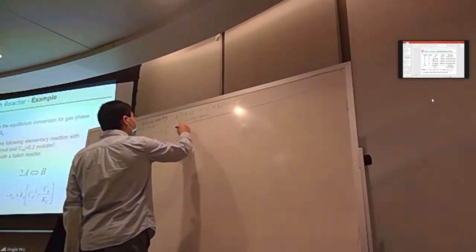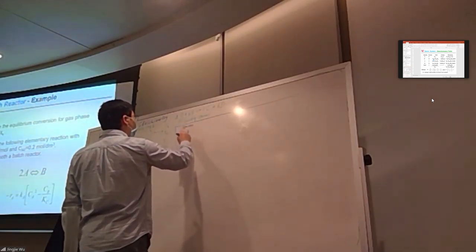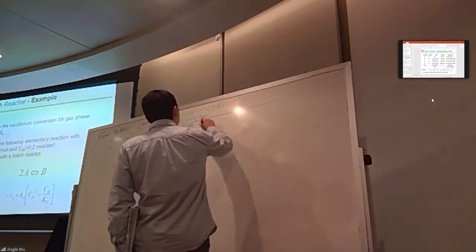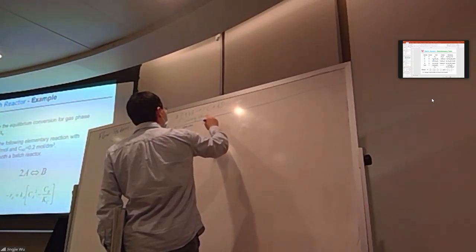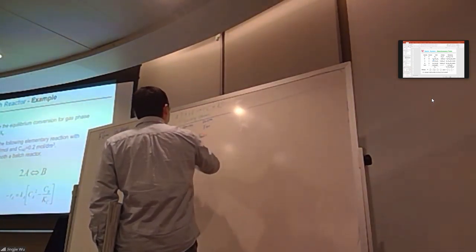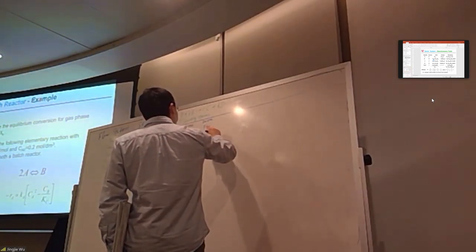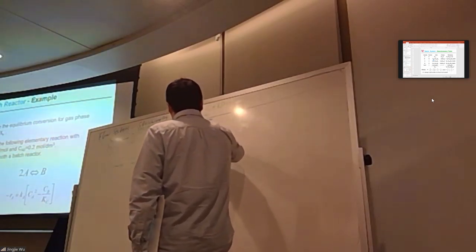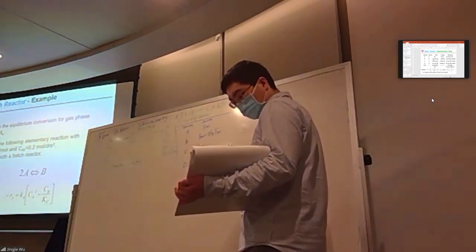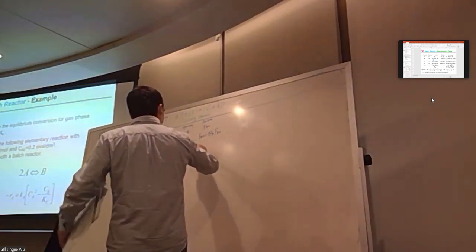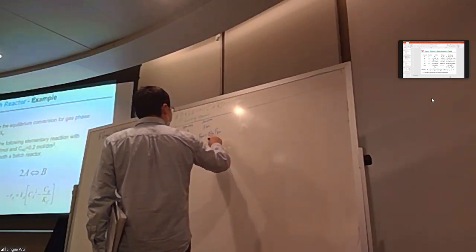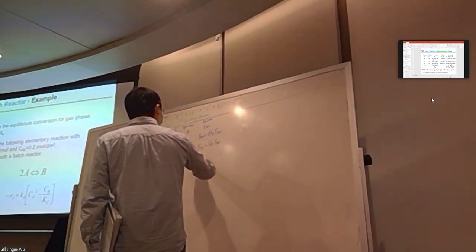So again, we have A, B, C, D. We have initial FA0, which is F0, and FB0. However, we also define theta B, so that means FB0 equals theta B times FA0. Same thing for C: we have FC0 equal to theta C times FA0. And we have FD0.